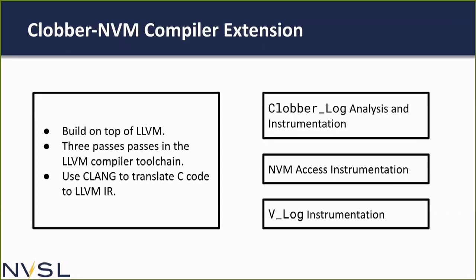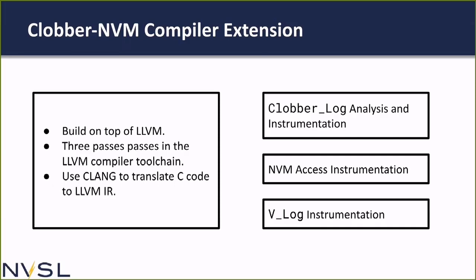We introduced 3 compiler passes to the compiler toolchain. The first pass identifies writes within a transaction that may clobber an input, then instruments the clobber log callback before the writes happen. Then the second pass adds callbacks to all memory accesses.